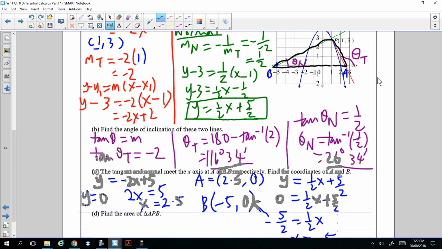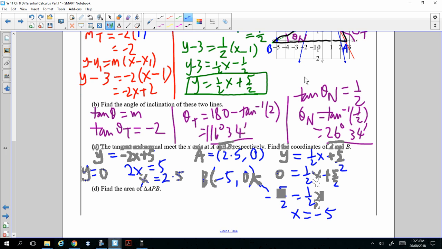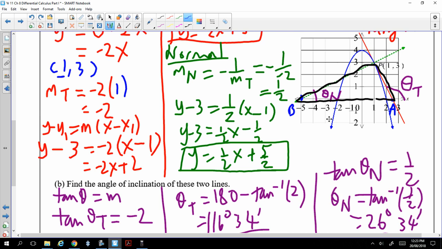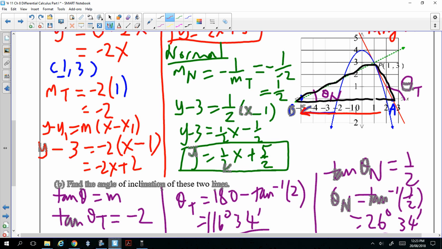Yeah, but we don't know the angle. Actually we do, but that's not exact. It's better to use exact values. So to find the area, the easiest way is to work out this length. What's this length equal to? Remember this is -5 and this is 2.5. So what's the gap between them? 7.5. Now how about the height? The y value is 3, so the height is 3.